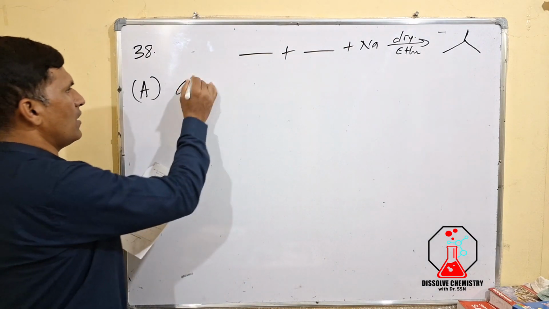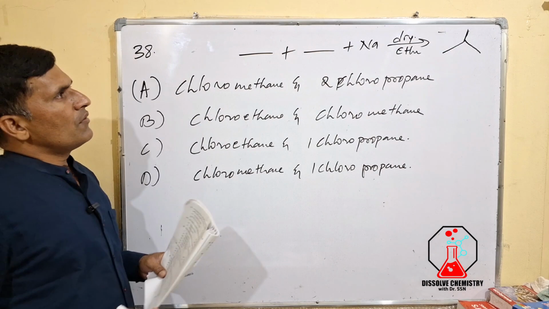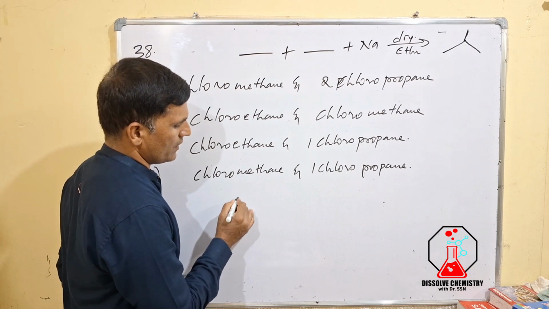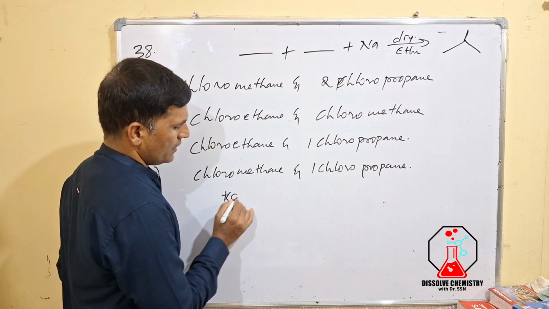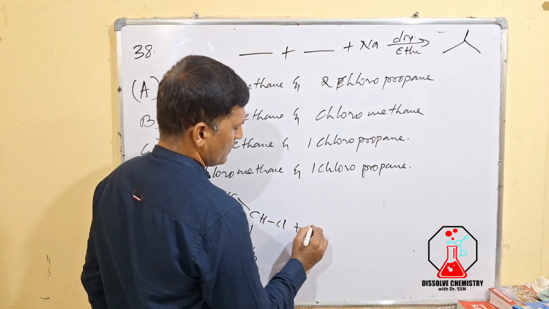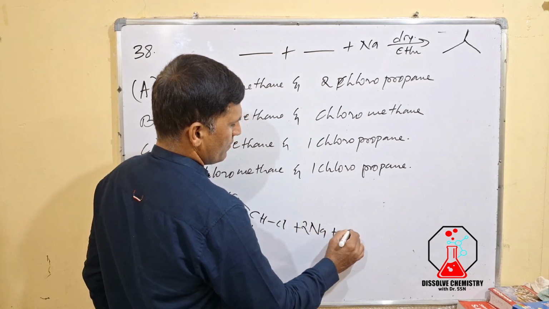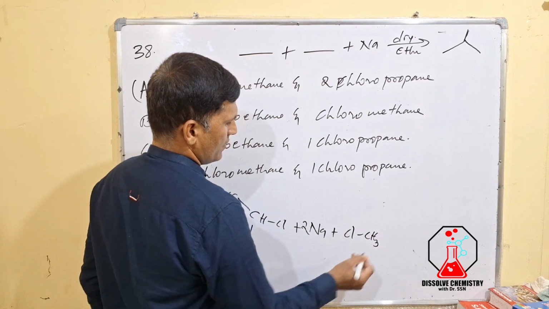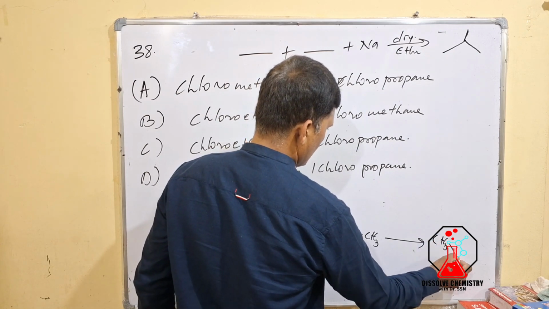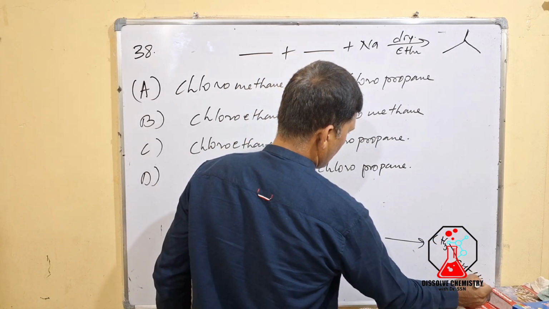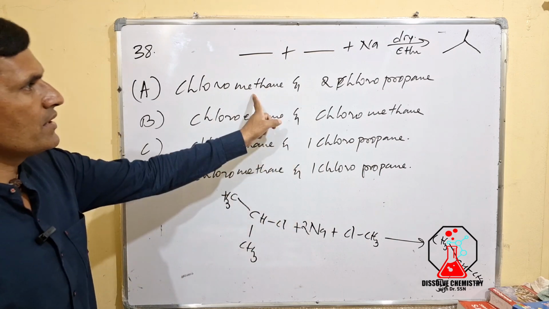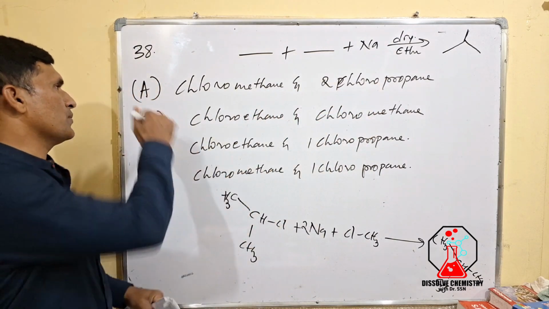Okay, so the options given are, so what do you want? You want to prepare 2-methyl propane. So therefore what you have to take is CH3CHClCH3 plus sodium metal plus ClCH3. Then you will be getting CH3CHCH3CH3 as your product. So what is that option? Chloromethane and 2-chloropropane, that is option A.